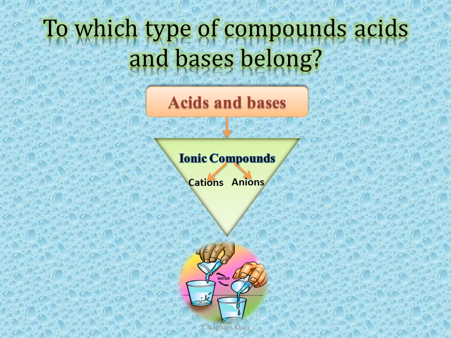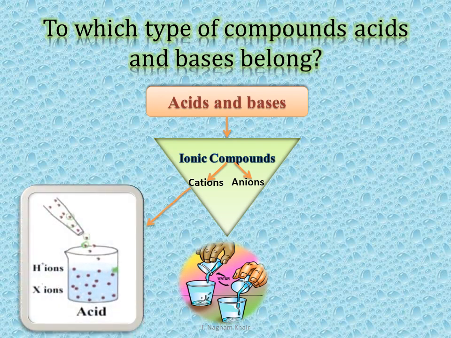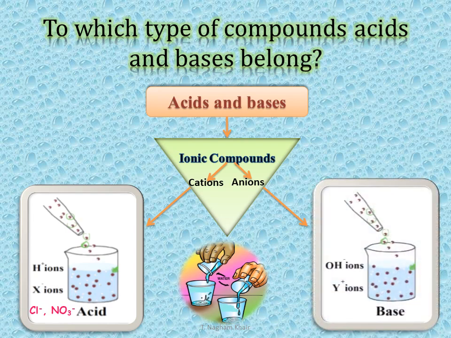But which ions does an acid give when it dissolves in water? Acid gives H+ ions and X- ions, X- ions like Cl- or NO3-. However, a base, when dissolved in water, dissociates into OH- ions and Y+ ions. Y+ ions like K+ or Ca2+.